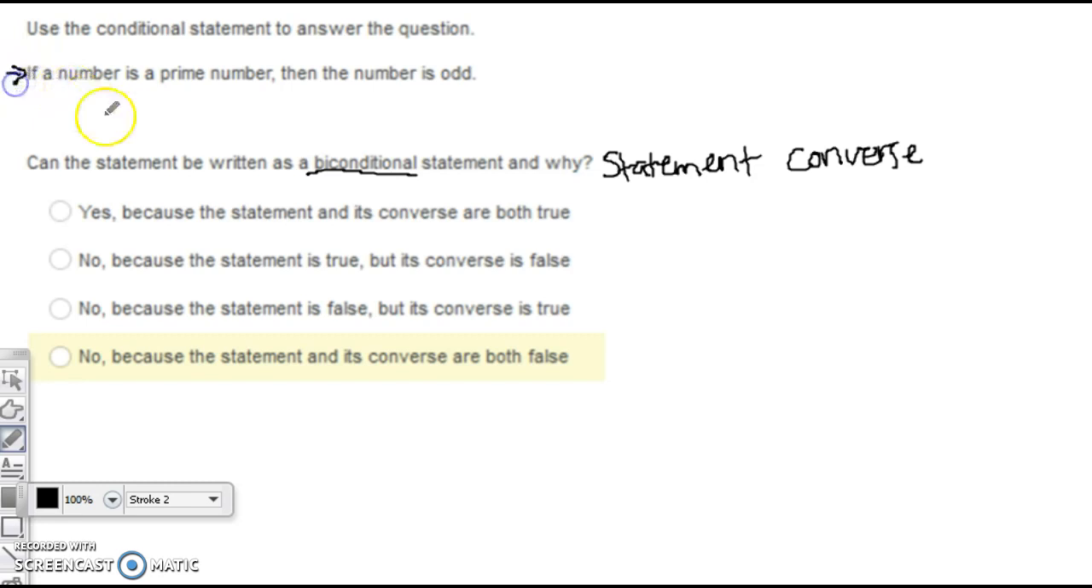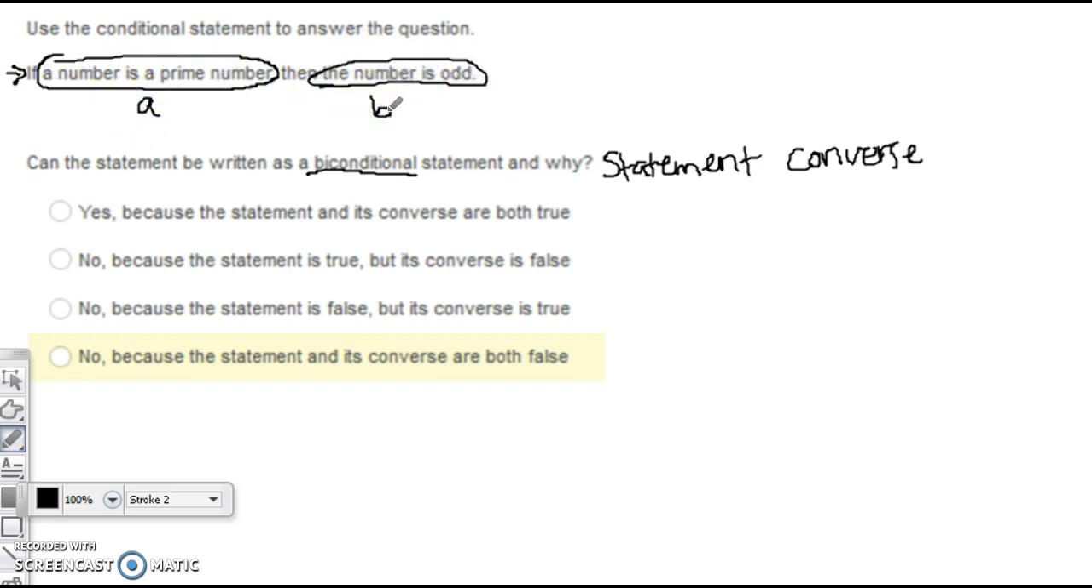This is the statement. If a number is prime, then the number is odd. All right, so this is my hypothesis, the A, and this is my conclusion, the B. So let's start off with our prime numbers. Remember, prime means it's only divisible by 1 and itself. So if we start down at the bottom, 1 is only divisible by 1, and that is odd. 2 is only divisible by 1 and itself, and that's even. 2 is a prime number that's even. So we've already proven the statement false. All right, so the statement we're going to say is false.